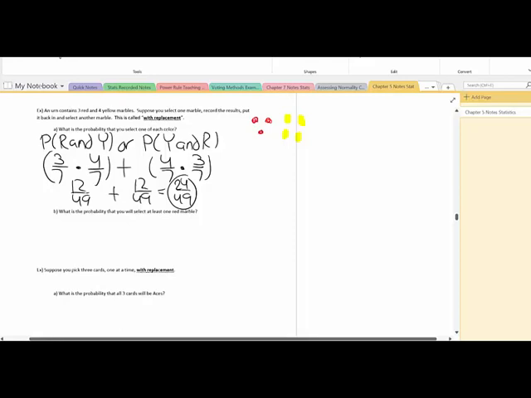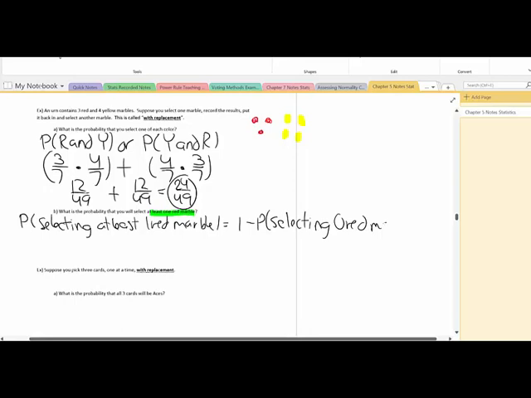Okay, what's the probability that you will select at least one red marble? Well, because I see at least one red, I'm going to take its complement. So the probability of selecting at least one red marble is the same as 1 minus a probability of selecting 0 red. Now remember what that means. That's really meaning that you're going to select 2 yellow.